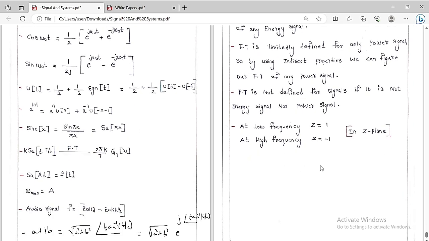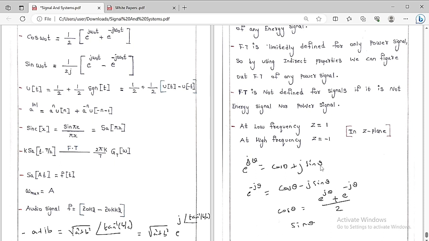So what is the basic formula? e to the power of j theta is equal to cos theta plus j sin theta, and e to the power of minus j theta is equal to cos theta minus j sin theta. So from this, what is cos theta? Cos theta is equal to e to the power of j theta plus e to the power of minus j theta by 2. And what is sin theta? Sin theta is equal to e to the power of j theta minus e to the power of minus j theta by 2j. So these things you always have to keep in your mind. With the help of this concept, we have got this one.